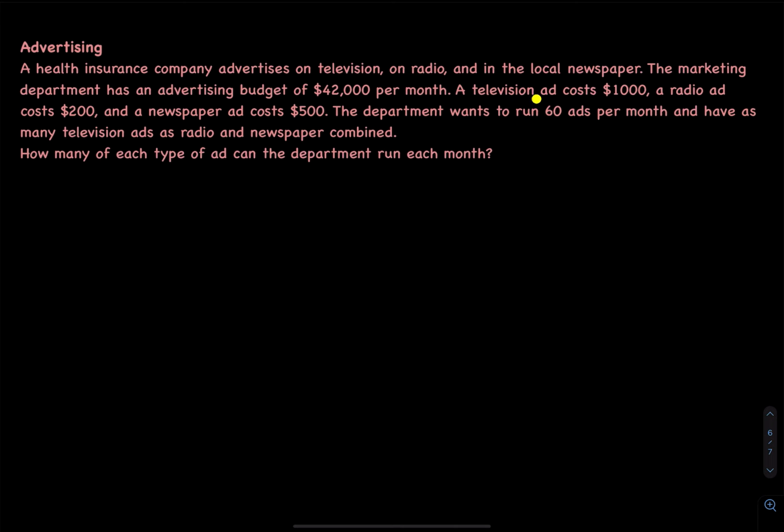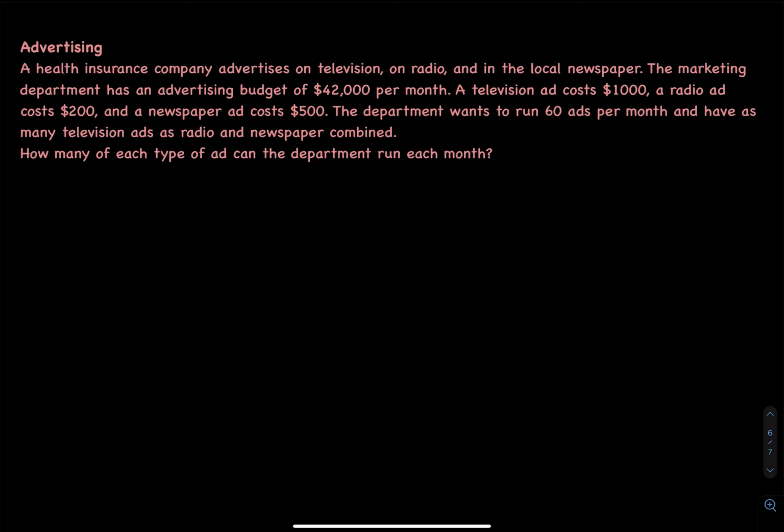A TV ad costs $1,000. A radio ad costs $200, much cheaper. And a newspaper ad costs $500 each. The department wants to run 60 ads per month and have as many TV ads as radio and newspaper combined. All right, how many of each type of ad can the department run each month?